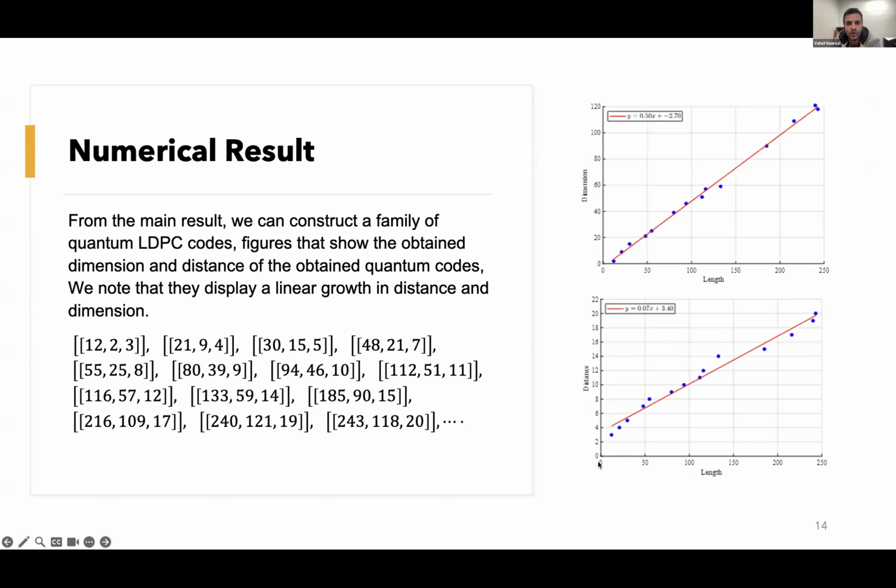We have some quantum codes from this construction that have a linear distance and a linear dimension. That is a good result in quantum error correction. And we can find a good quantum code as follows.